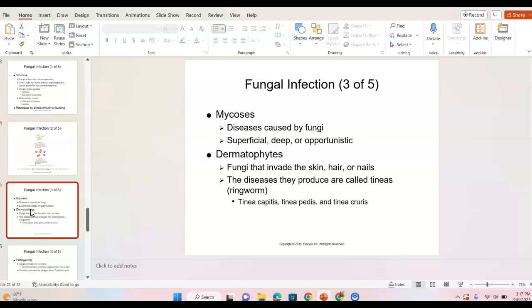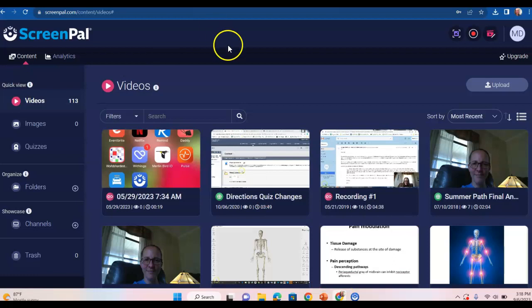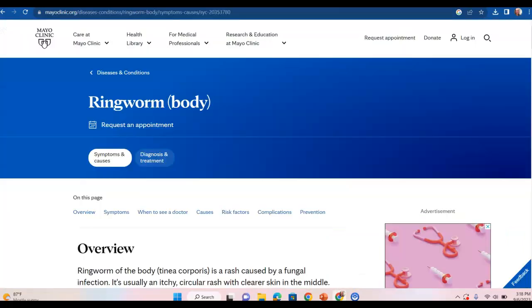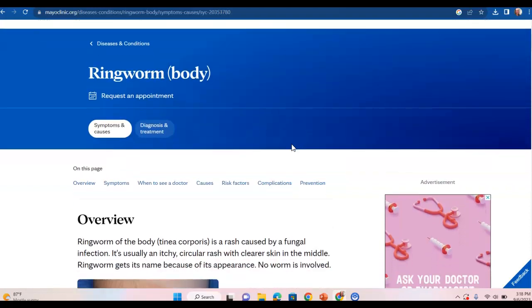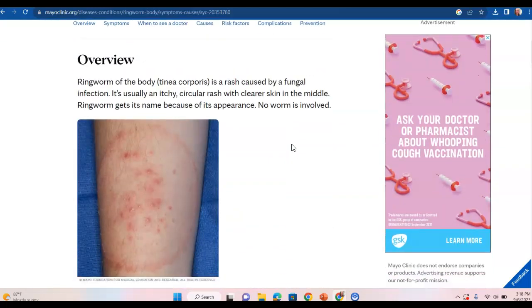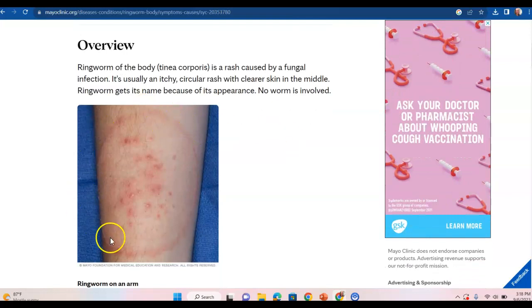Dermatophytes are fungi that invade the skin, hair, or nails. Also the body, you probably heard of that. So tinea, and I have a picture on the internet pulled up. Tinea capitis would be head, pedis would be feet, cruris would be groin. And then we have ringworm on the body, also known as tinea corporis. This is fungal. It presents with a round rash.